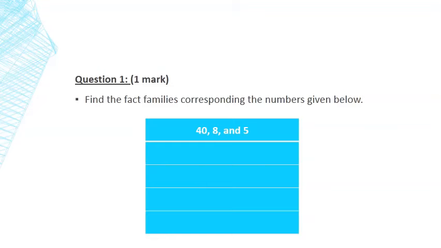Using the numbers given below, we have 8, 5, and 40. What's the first fact about these numbers? 8 times 5 equals 40. So 8 times 5 is what, Serene? 40. Then 5 times 8, we can say that 5 times 8 is equal to 40.